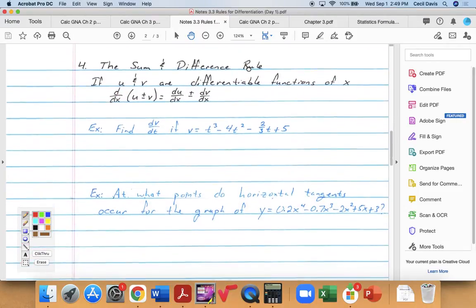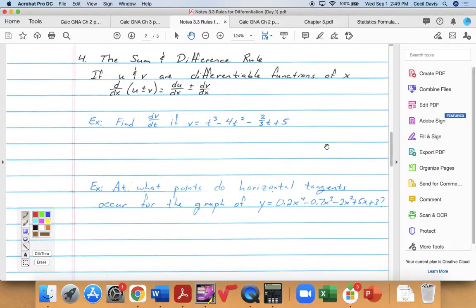Page 2. The sum and difference rule. If u and v are both differentiable functions of x, then the derivative of u plus or minus v is the derivative of u with respect to x plus or minus the derivative of v with respect to x. That lets you do polynomials, for example. We'll do other things, but that's the first thing that we'll do is a polynomial.